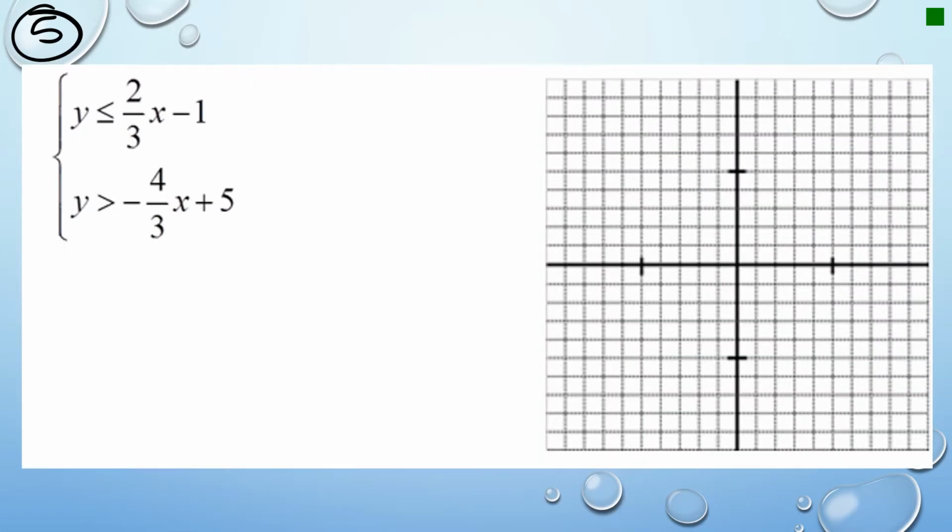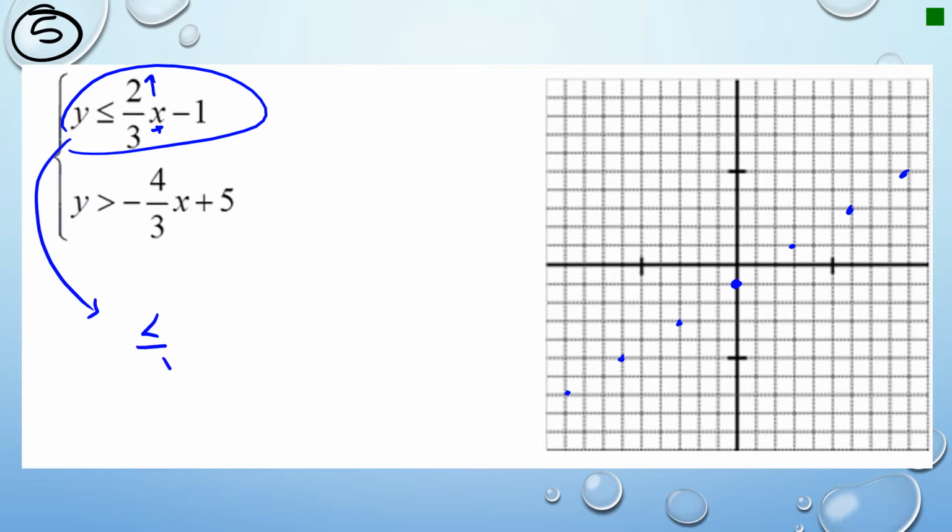All right, so we do this the exact same way. We start at 0, -1. Start on the y-intercept. Slope is up 2, right 3, up 2, right 3, down 2, left 3, down 2, left 3. Now, on this particular one, it's got an or equal to, so it's going to be a solid line. It also has y is less than, so it's going to be below. So I'm going to draw a solid line.